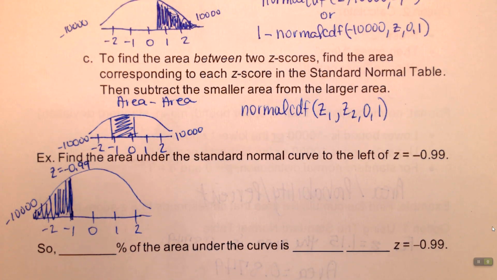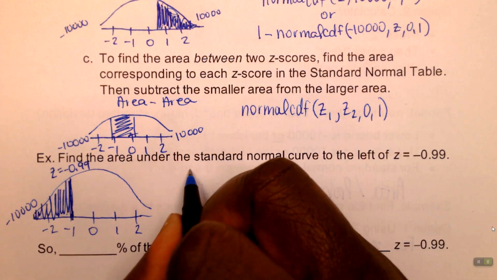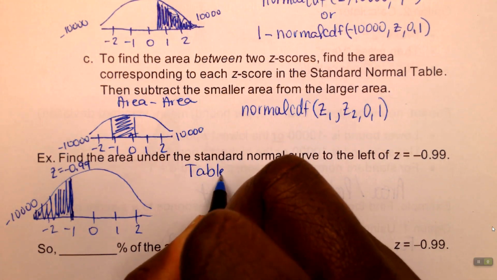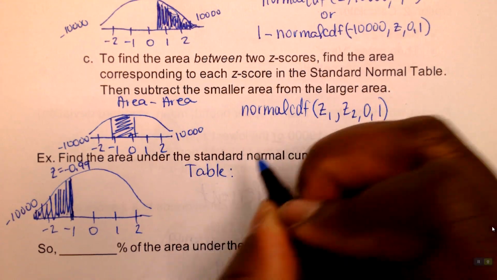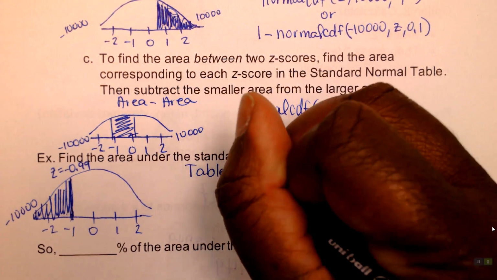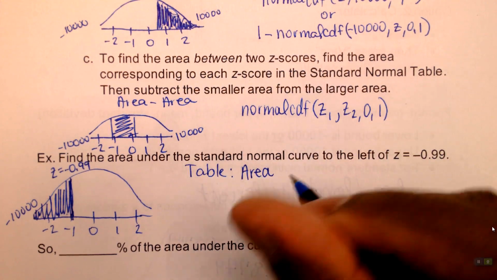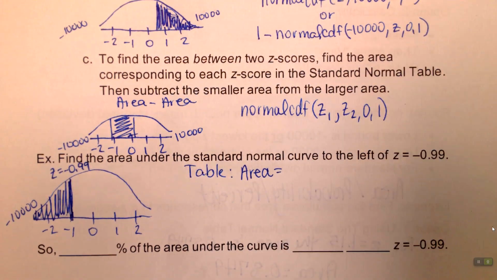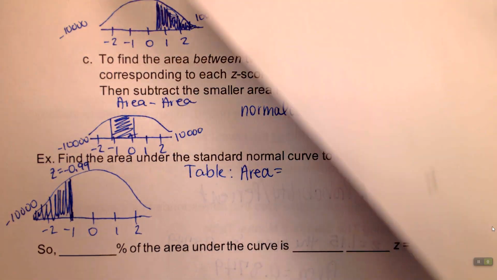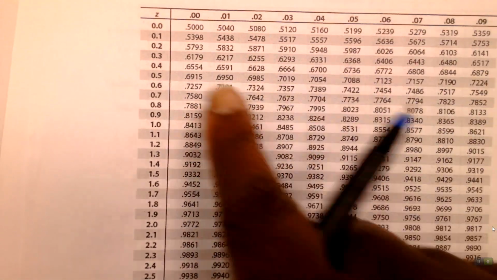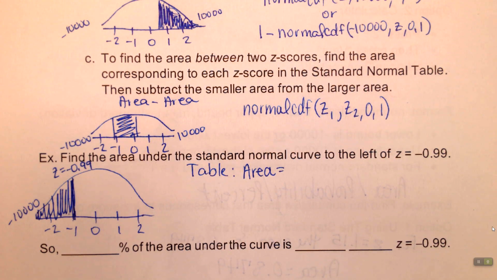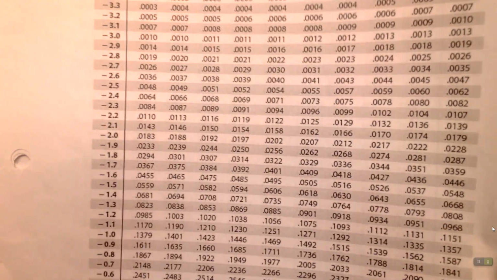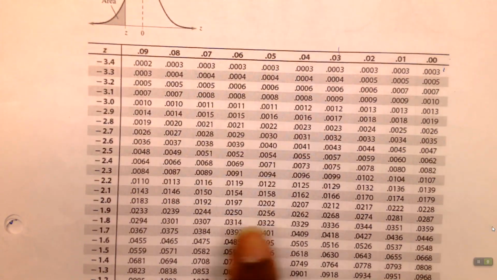Let me do the table first. So table, since it's left, I'm going to use that area I see. Left means I'm going to use the area I see. Nothing's going to change. So my last problem, we're working with positives. This is a negative. Let me flip this over and look for negative 0.99.